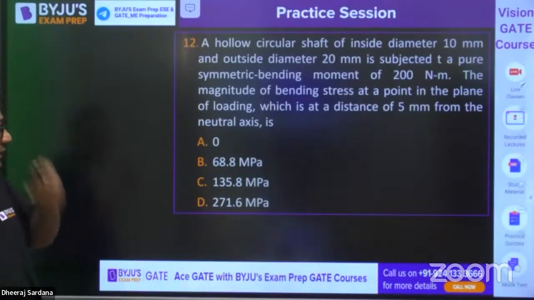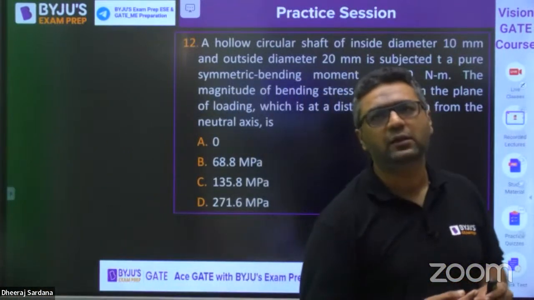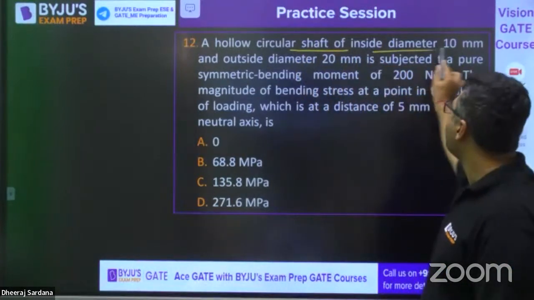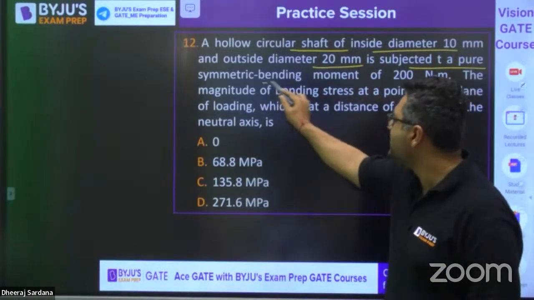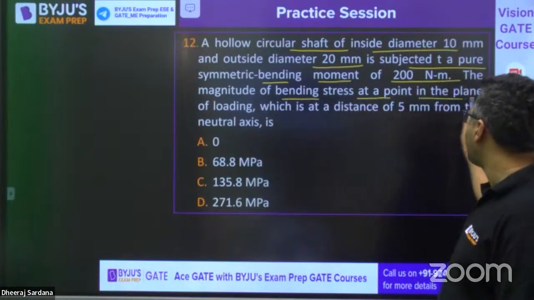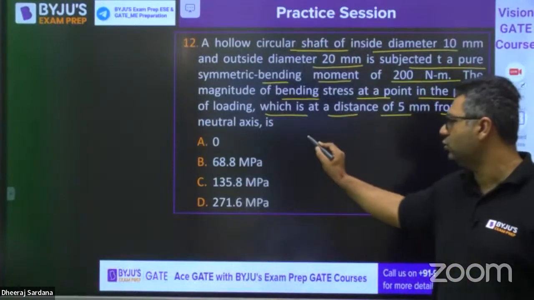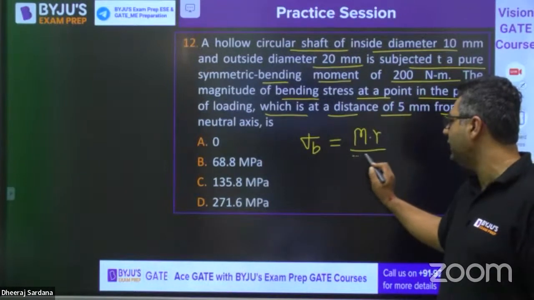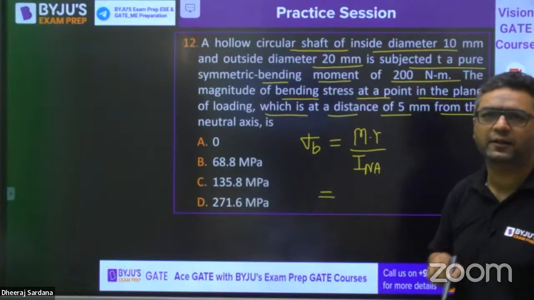So guys, this is the next question from my side, after which Abhinav sir will be joining. So what is the answer for this question? A hollow circular shaft of inside diameter 10 mm, outside 20 mm is subjected to a pure symmetric bending moment of 200 Newton meter. The magnitude of bending stress at a point in the plane of loading, which is at a distance of 5 mm from the neutral axis. I feel everybody knows the bending stress formula is M into Y upon INA, if you want to find out at any fiber.